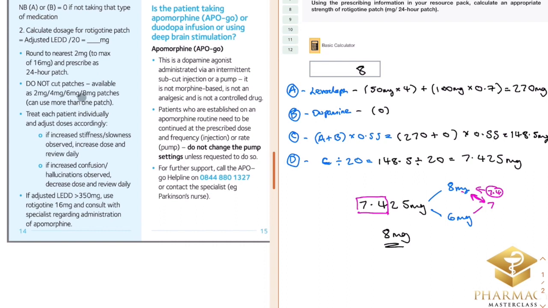But you also need to be aware of this important fact, that when you get your answer, the maximum amount of rotigotine that the patient can take in 24 hours is 16 milligrams. So if your answer is greater than 16, it must be brought down to 16 milligrams. That's very important, folks. Now, when we look at some other questions in this workbook, we may come across larger amounts of rotigotine.